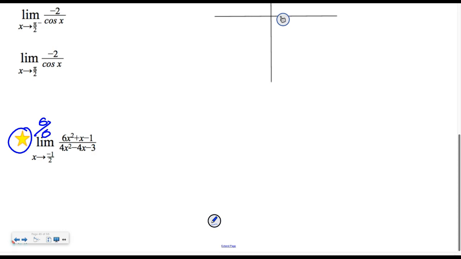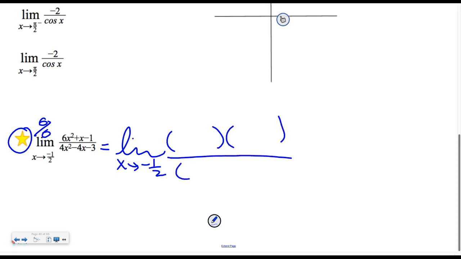Factor, yeah, but I chose this one because I'm a little worried about the factoring being a little tricky. So I'm going to discuss with you how to help yourself factor. Listen very carefully. Because we know that x equals negative 1/2 is causing the zeros, right? Watch.